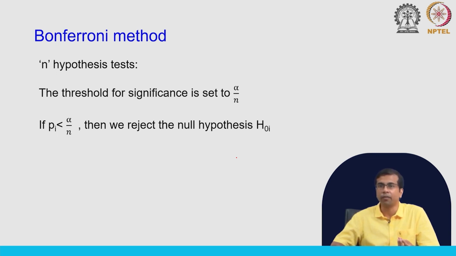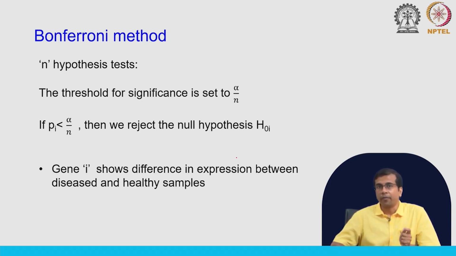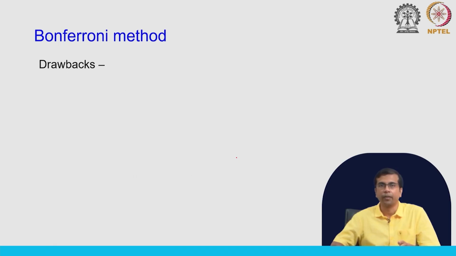We have lowered this cutoff now, instead of alpha we have made this alpha by n. And this will again depend on the number of tests that we are doing. So, if you are doing 100 tests, this would be alpha by 100, if you are doing 1000, this is alpha by 1000. And if we can reject this null hypothesis H0i, then we can call this gene i to be differentially expressed between diseased and healthy samples, for example, if you are doing this for disease versus healthy comparisons. Again, this is just an example, you can have a similar idea.